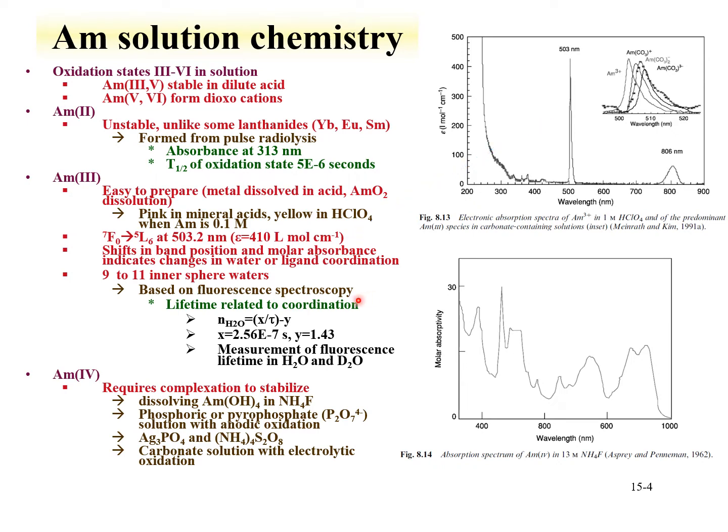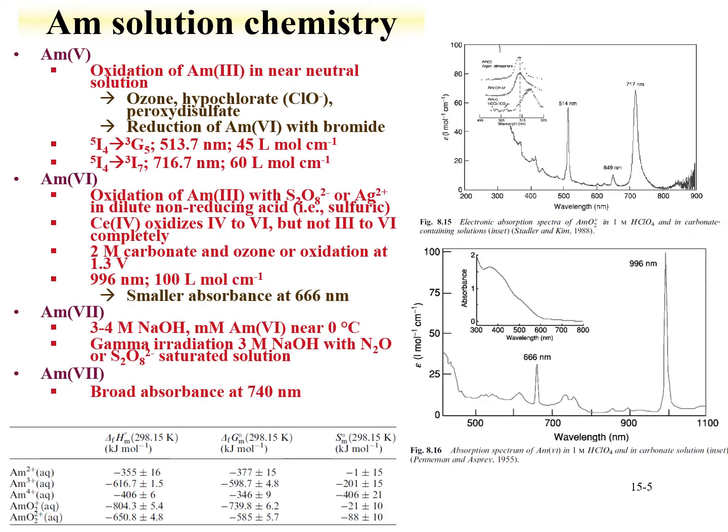Americium-4 requires complexation to stabilize, so one must oxidize the 3 to the 4 and then work on the ability to stabilize the compound. As an example, here's an absorbance spectrum of americium-4 in 13 molar ammonium fluoride. So, a very non-standard solution. Other oxidation states of americium can be achieved.